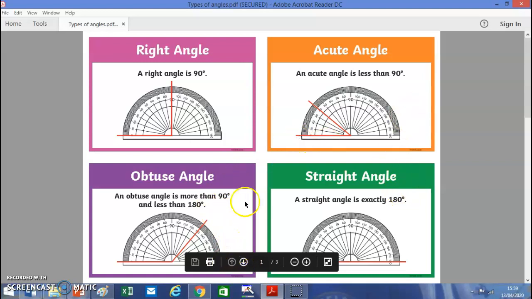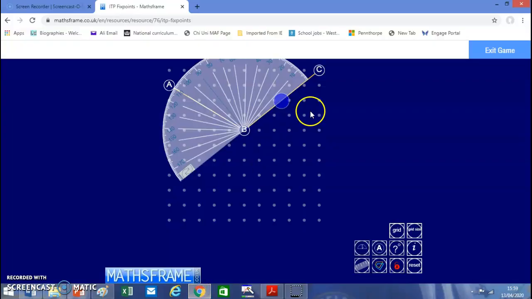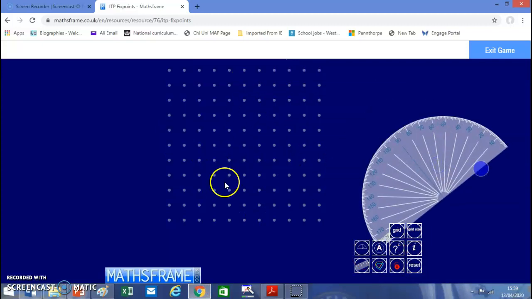So let's have a little look at a right angle on our maths game. We're going to reset this, going to move this here. Now a right angle, I know that a square has a right angle, so I'm actually just going to draw.